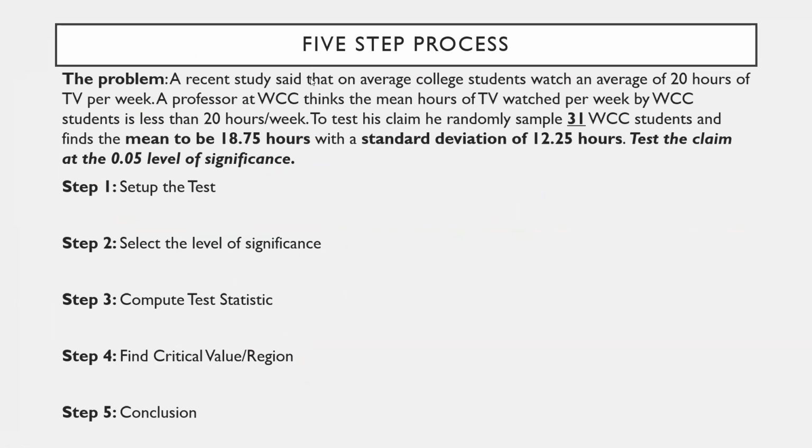A recent study said that on average, college students watch an average of 20 hours of TV per week. Yeesh, that's a lot. So a professor at WCC thinks the mean hours of TV watched per week by WCC students is less than 20 hours per week. Looking at the second sentence, what are the key words that give away what type of test this is going to be? Less than.